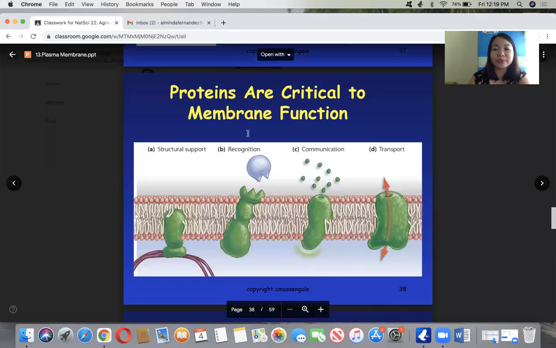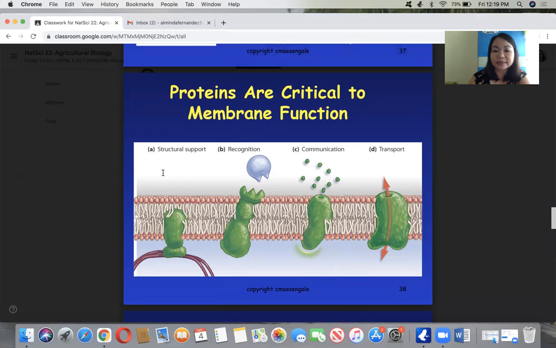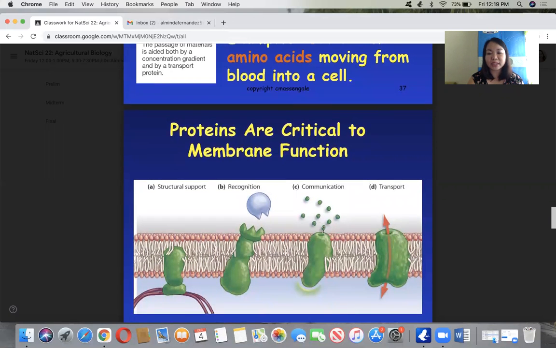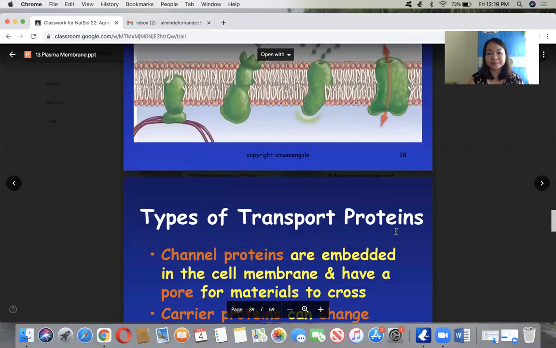So proteins are critical to membrane function. They provide structural support and recognition. The molecule must be recognized first by the facilitated protein transport, then communication occurs, and then transport is facilitated.